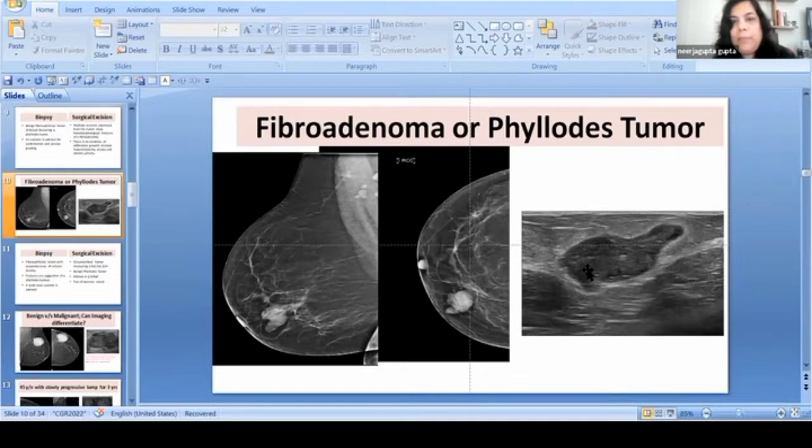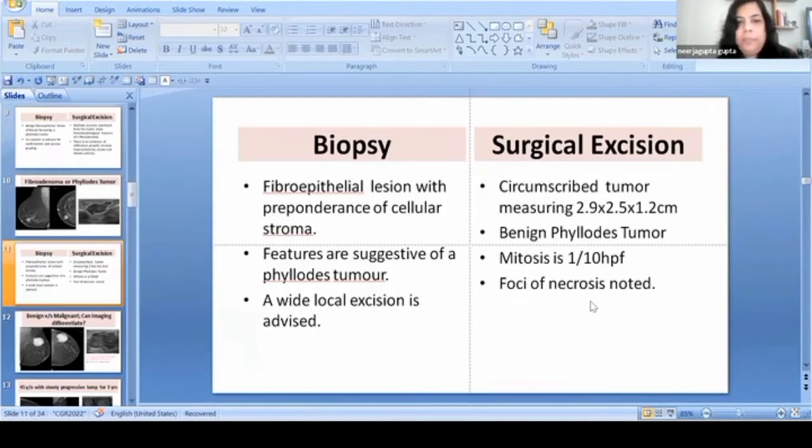Another case, fibroadenoma or phylloides tumor. So you can see a lobulation here. It is again very circumscribed and similar looking to the previous case. And again, I would think it is a fibroadenoma. But this time, the biopsy again said that there is preponderance of cellular stroma, features are suggestive of phylloides tumor, and when surgical excision happened, the final report was benign phylloides tumor with minimal mitosis.